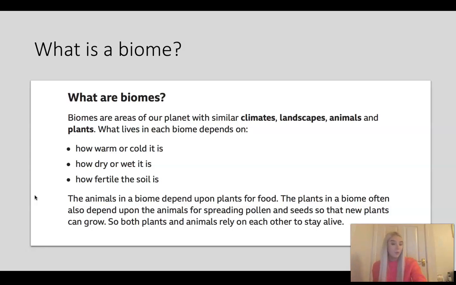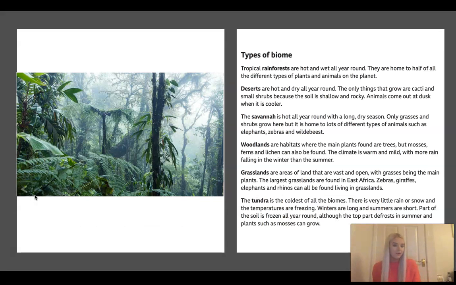Now the type of biome that we are looking at is tropical rainforests. There are lots of biomes and you're more than welcome to pause the video if you want to read more. Tropical rainforests are the type of biome that we're looking at this term, all right? They have a climate that is hot, but it's also wet, and that's all year round. We know that we get some rain here, but it's not all year, is it? We have some sun, we have some nice weather, but in a tropical rainforest, it is generally wet all year round.